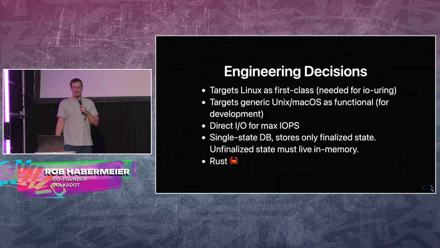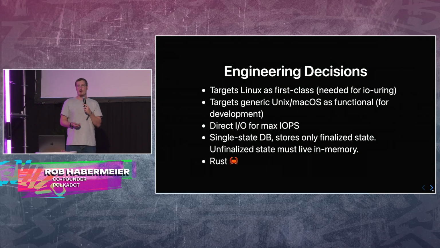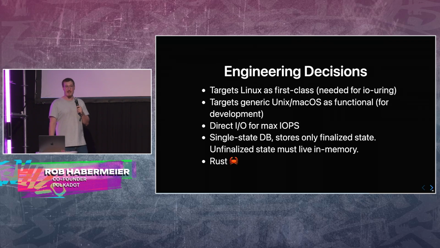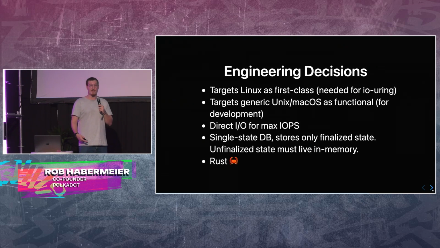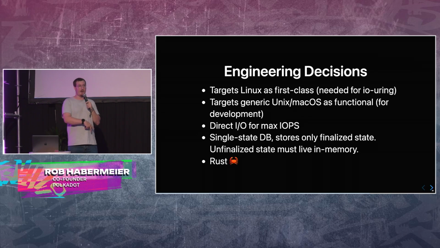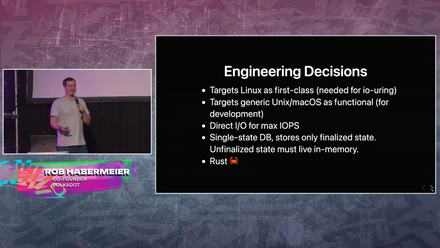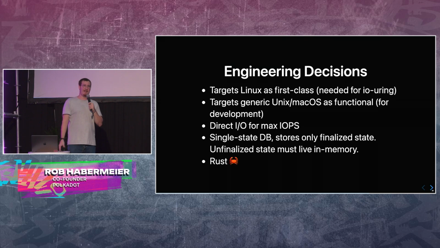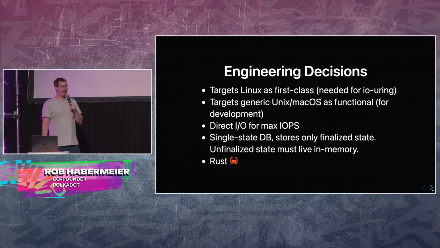Some engineering decisions. We target Linux as first class. That's because Linux has some asynchronous I/O facilities known as io_uring that are really good for maxing out the throughput of an SSD. We also target generic Unix and macOS because people use those things for development, right? People need to run a development node on their MacBook. We don't want all of the developers using NOMT to have to install Linux. We use what's known as direct I/O to maximize IOPS. That means that we don't use the operating system's own caching because it causes a lot of interference. We have our own caches.